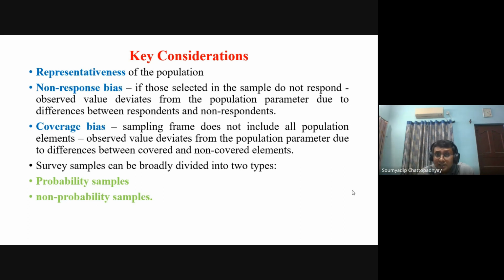In order to address these kinds of issues, we rely on some sort of survey, and there are generally two methods of survey samples. One is called probability samples, another is called non-probability samples. In the context of probability samples, we all know about simple random sampling. In case of non-probability samples, we can think of systematic sampling or purposive sampling. All these things will be discussed in your sampling related lecture.